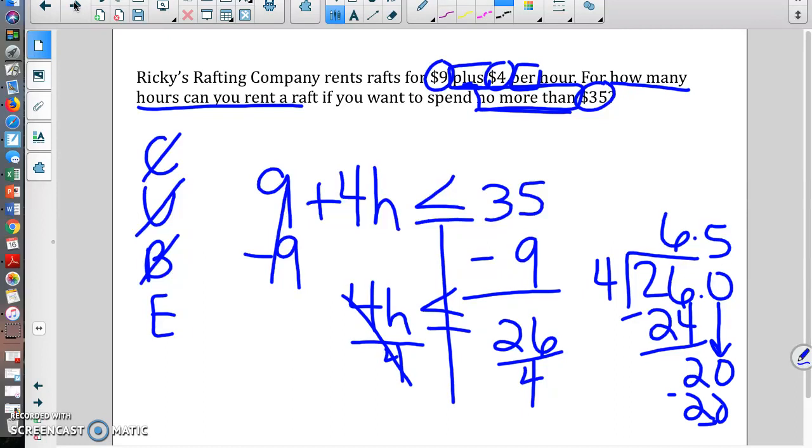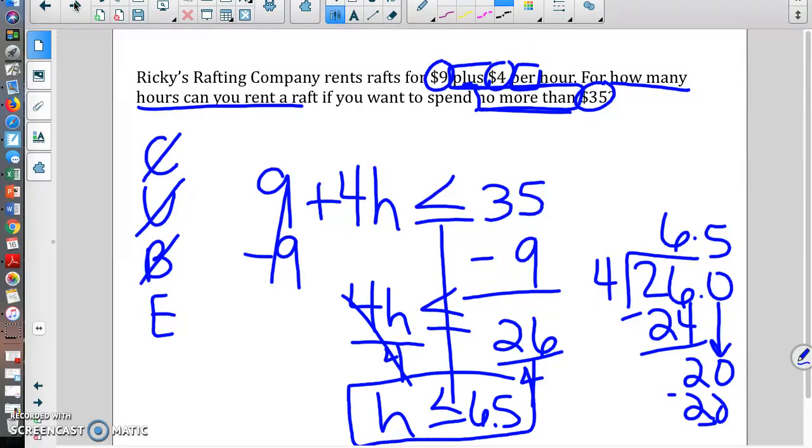So, you know that you can rent the raft for 6.5 hours if they let you do it for a half hour. If not, it has to be 6 hours or less.